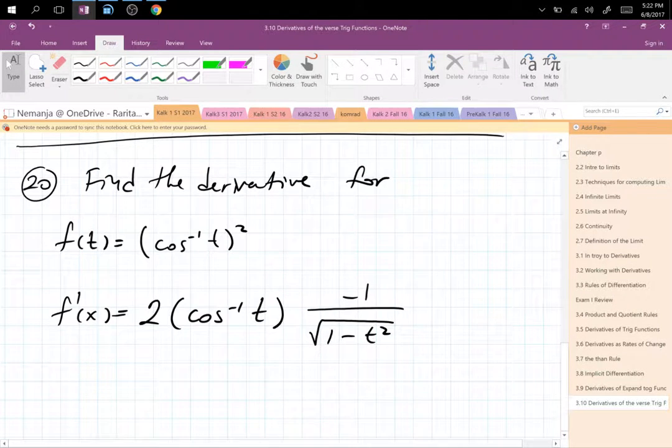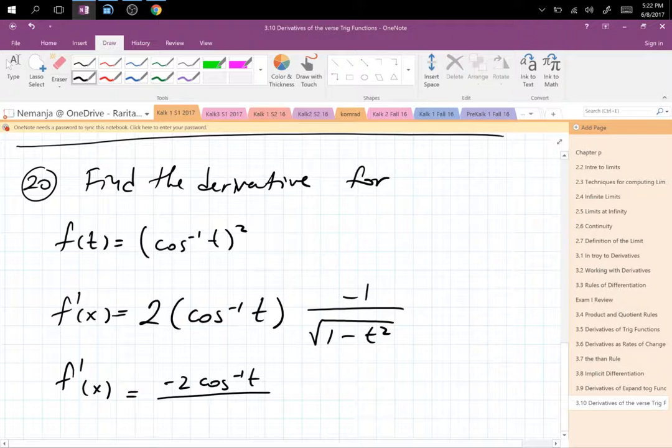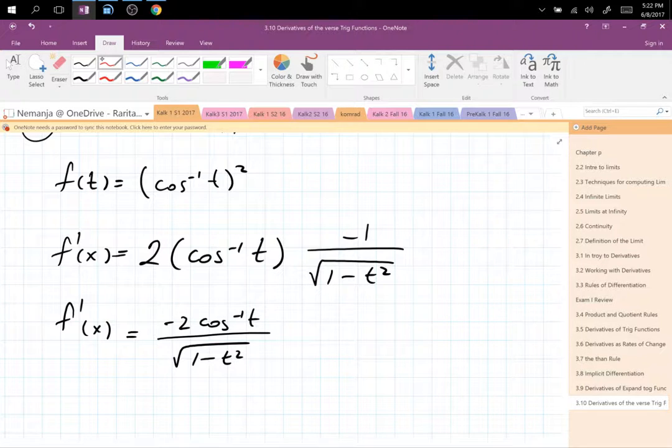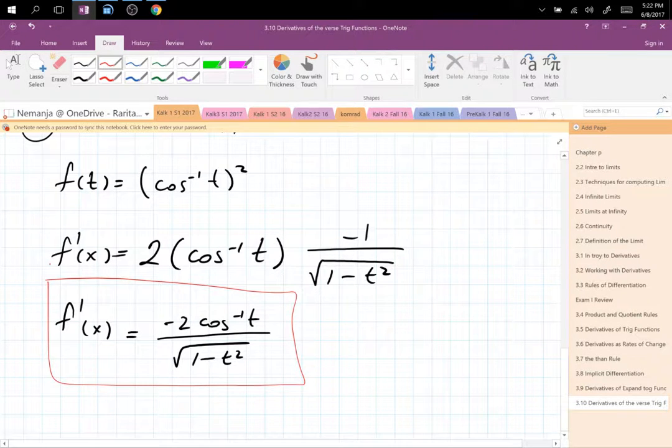So now you can simplify this a little bit if you want and get negative 2 cosine inverse of t divided by square root of 1 minus t squared and call it a day.